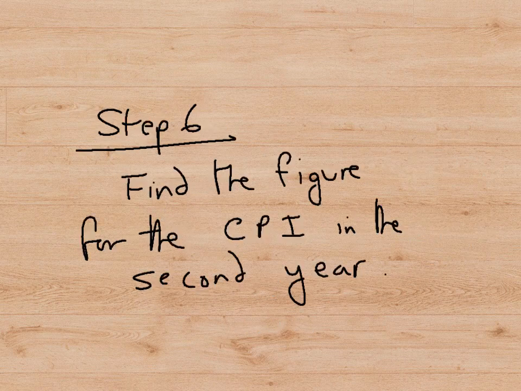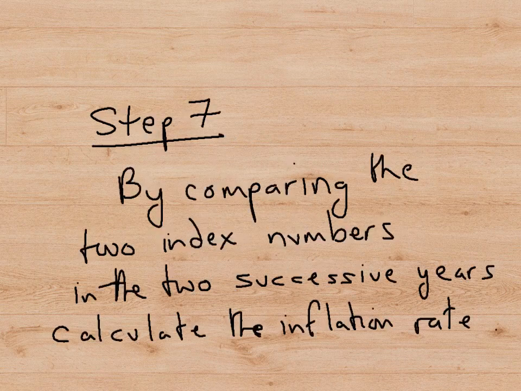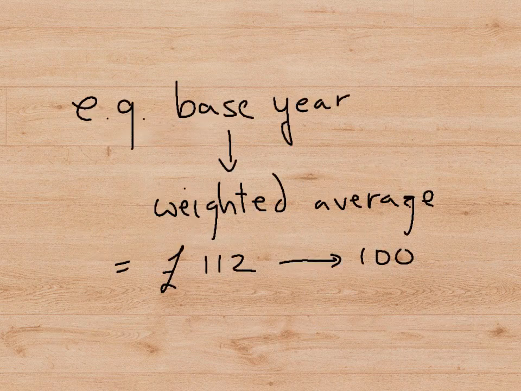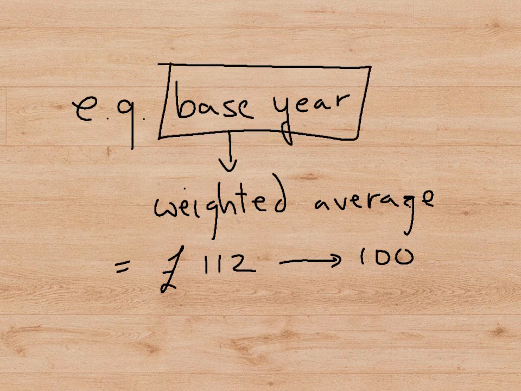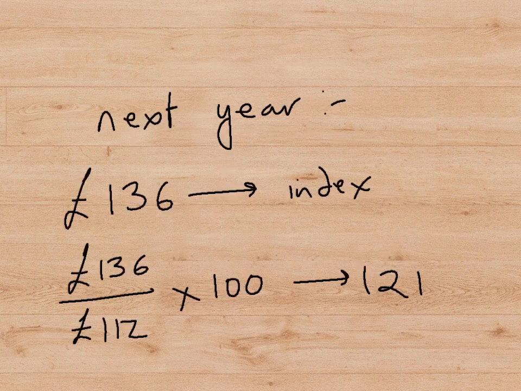And for the second year, we find the index number using the weighted average of prices that we have calculated. So by comparing the two index numbers in 2 successive years, we calculate the inflation rate between those 2 years. So for example, let's take an example. If in our base year, the weighted average of prices of goods that we bought was £112, we would call that number 100 because that is the index value for our base year.